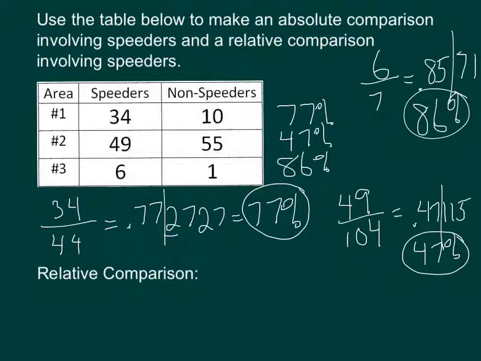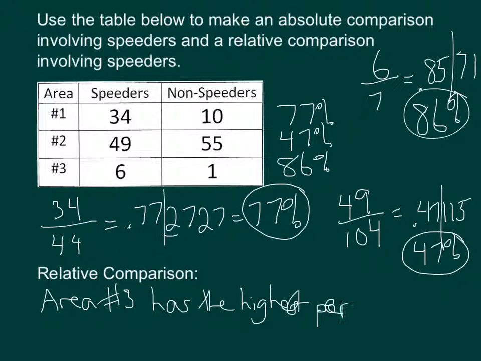Now, technically, we have not answered the question because we have not made our comparison yet. We did all this lovely math, we have our percents, but we haven't answered the question. So our relative comparison would simply be that area 3 has the highest percent of speeders. And of course, we would mention that it's 86% versus the 77% or the 47%. So you would just write area number 3 has the highest percent of speeders.